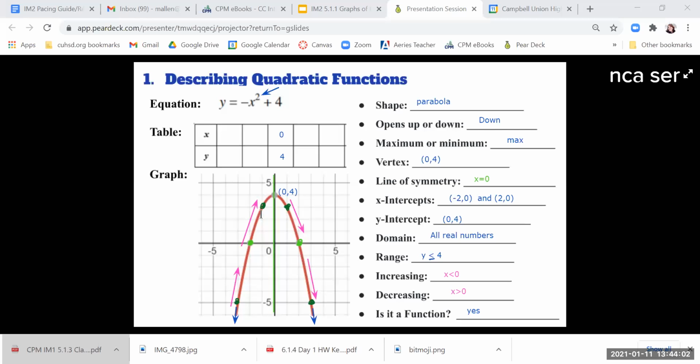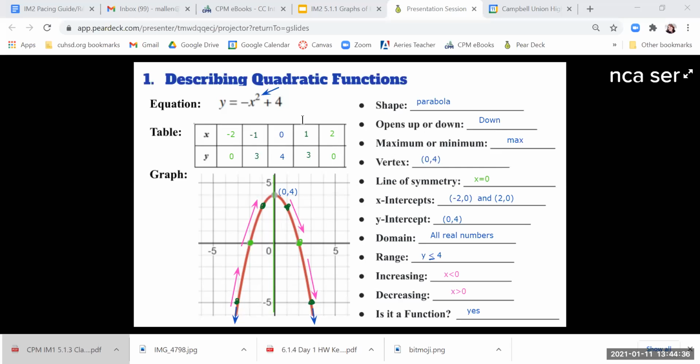All right, so I'm going to go ahead and use these littler ones. So I've got -1, 3 on the left-hand side of the vertex, and 1, 3 on the right-hand side. And then I'm going to put in my x-intercepts at -2, 0, and 2, 0.